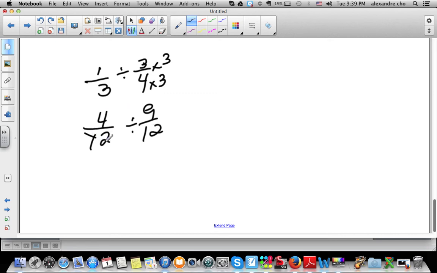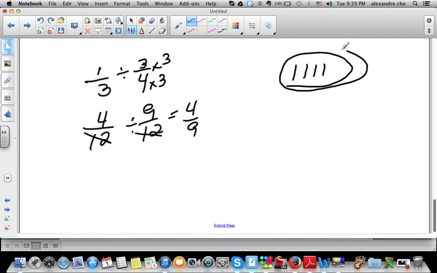Well, if you do it just the way we are doing right now, you cross out the bottoms because they're the same, and your answer is 4/9. Why is your answer 4/9? Well, let's think. You have 4, and you're trying to divide it by 9. You're trying to make groups of 9. Can I make a group of 9 here? No, I can't. But out of the 9 that I'm trying to put in a circle, I can put 4. And that's what that means. I can put 4 out of the 9 that I initially wanted to put.